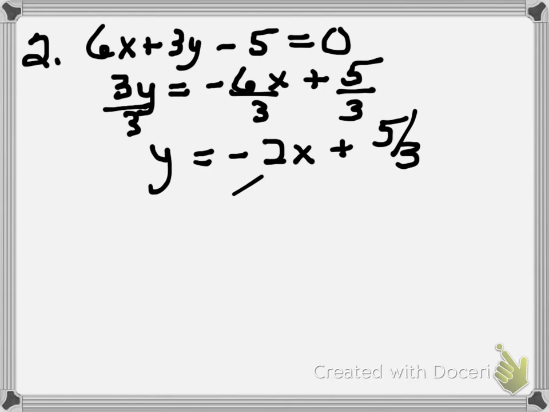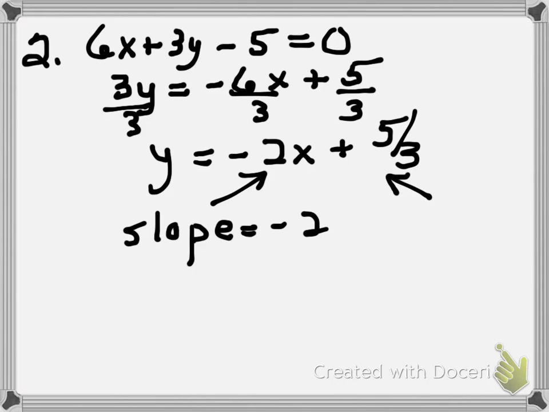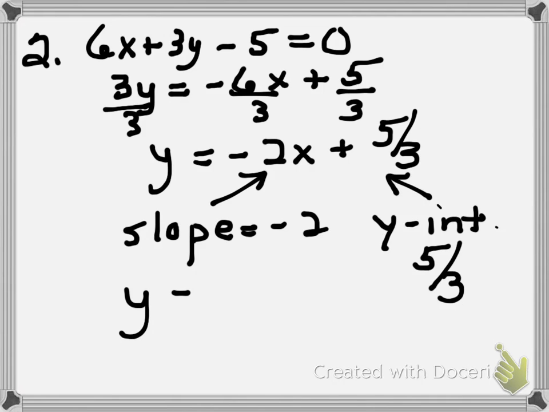The coefficient of x is the slope, so the slope is equal to -2, and the y-intercept is equal to 5/3. This is in the form y equals mx plus b, m being the slope and b being the y-intercept.